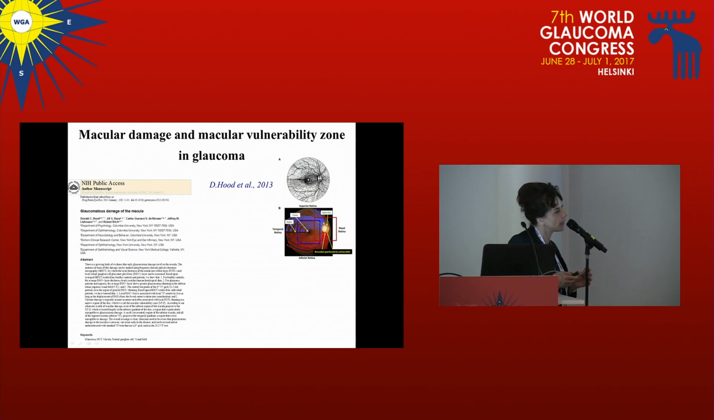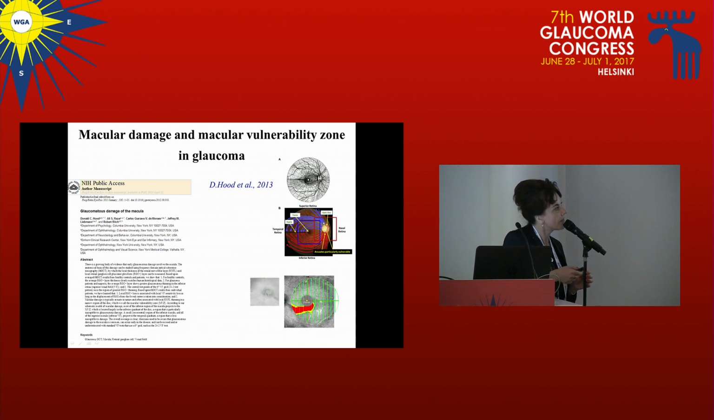Why does the macula attract our attention so much? Not only because of the high concentration of ganglion cells here, but also because of the existence of the macular vulnerability zone that has been described recently by Donald Hood. This area spreads from the inferior temporal macula to the temporal inferior part of the peripapillary retina, and it has been assumed that this area is very sensitive to ischemia and reperfusion.